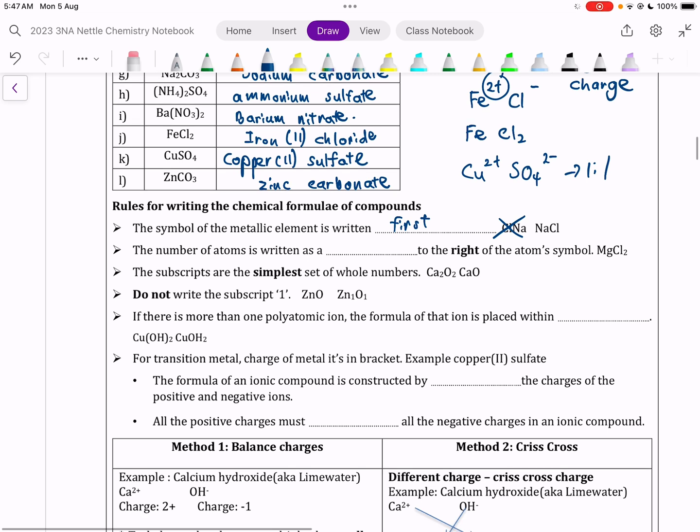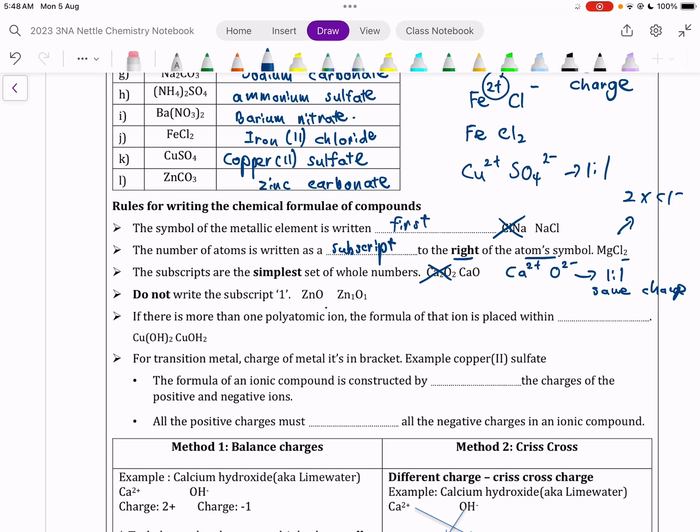Then the number of atoms is written as a subscript to the right of the atom symbol. Like this one means there's actually 2 of the chlorides. The subscripts are the simplest set of whole numbers. So earlier on you learned the crisscross or 1 to 1. This case is 1 to 1, but you don't write Ca2O2. Same charge, you write down 1 to 1.